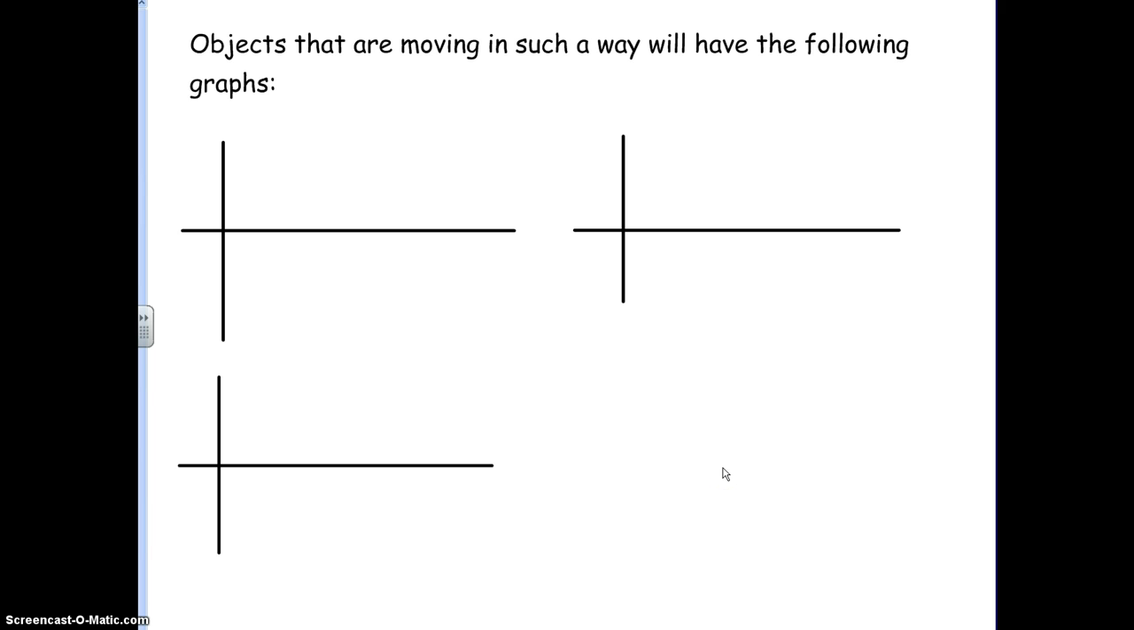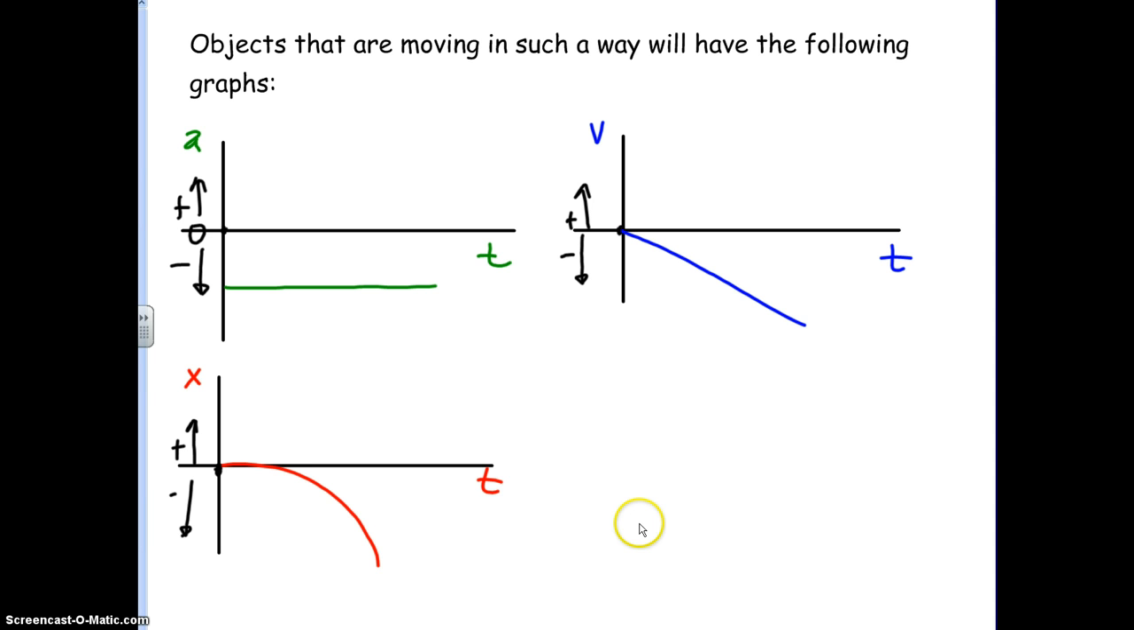Now, when objects move that way, they're going to produce pretty specific graphs, and I want to show you what those graphs look like so that you have a really good idea of when you're looking at a graph if it's a kinematic motion or not. So let's talk about what those graphs would look like if it was kinematic. Okay, so what I have here for you is an example of an acceleration time graph, a velocity time graph, and a position time graph for something that is experiencing a constant acceleration, but the object's moving in a straight line.